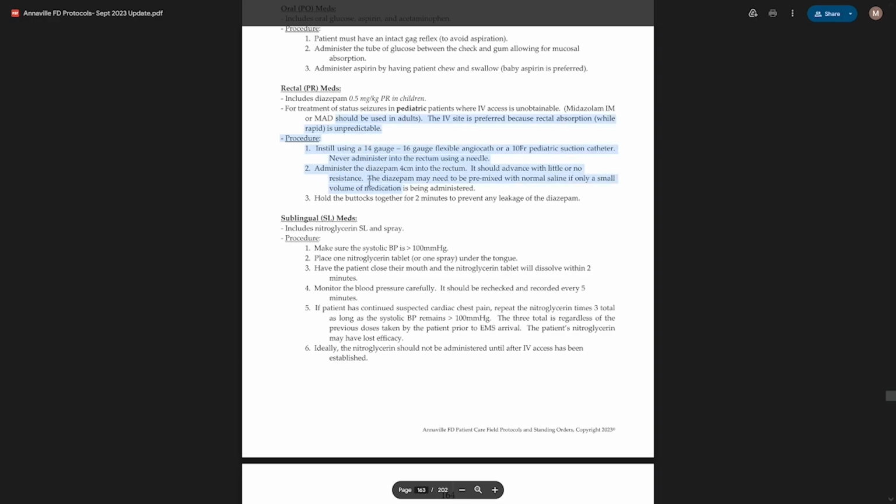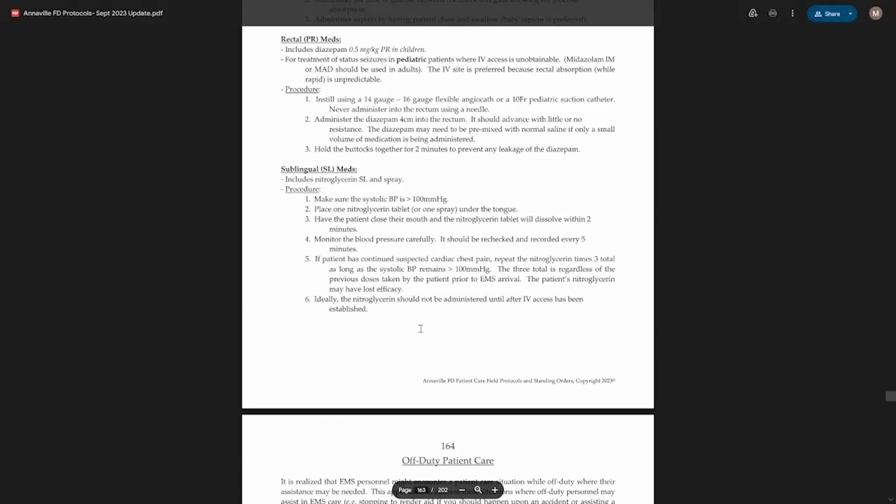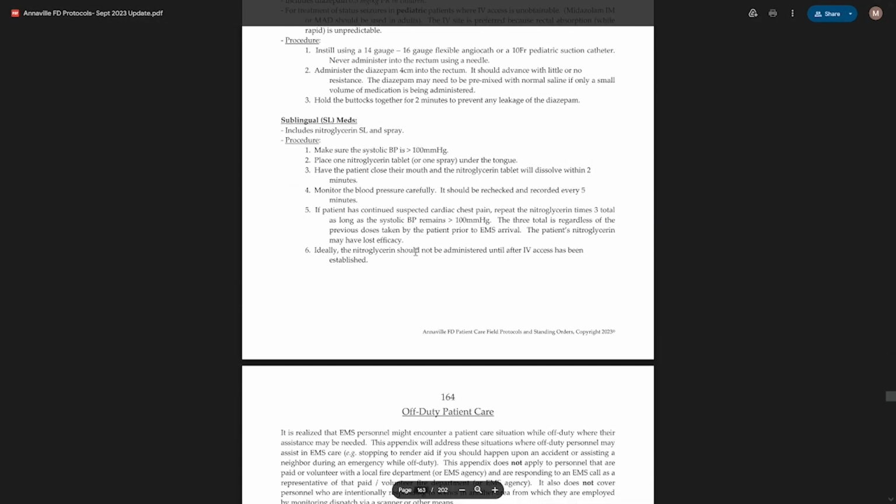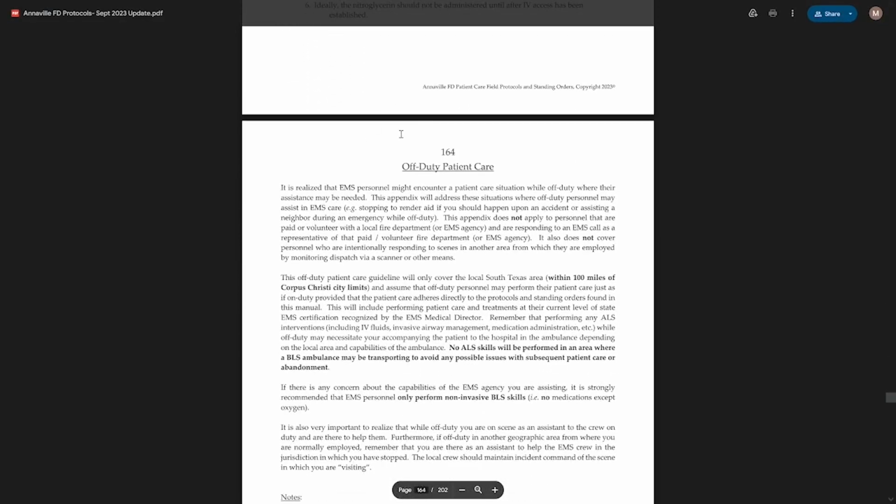So, something that we rarely use. But skip. You should know how to use this sublingually. You use it for nitroglycerin, and so on.